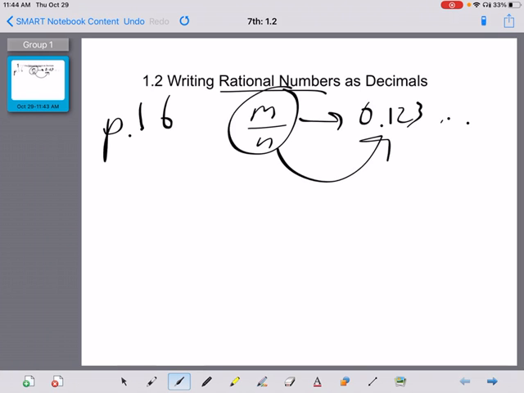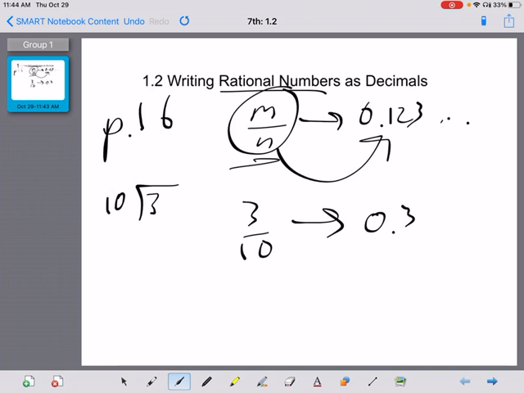So if you look on page 16 at the top, it says, hey, remember this form, 3 over 10. How do you write that as a decimal? Well, we know it's going to be 0.3, right? You can actually do 3 divided by 10, put the decimal point right there. 10 goes in 0 times, make this 30, 10 goes in 3 times, 30, right? You can do all that to figure it out, but you know 3/10 is 0.3, right?